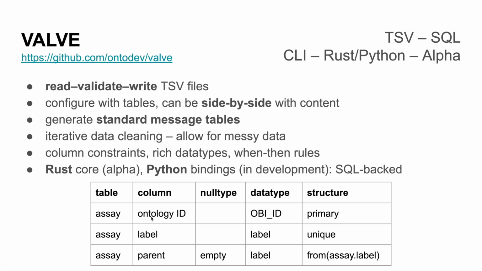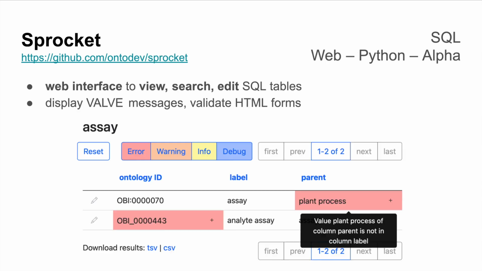And so tables like these say what the data types of all your columns are, and those tables can be side by side with your content, maybe in a Google Sheet, maybe in an Excel file. Sprocket is a web interface for this Valve tool, and so it lets you view, search, or edit a SQL table that we've built with Valve, see the highlighting messages, and also edit these things.